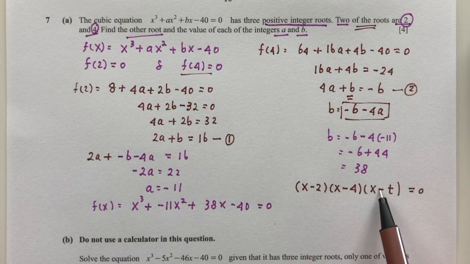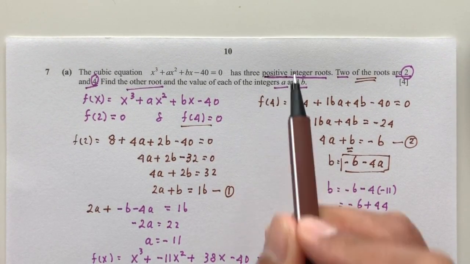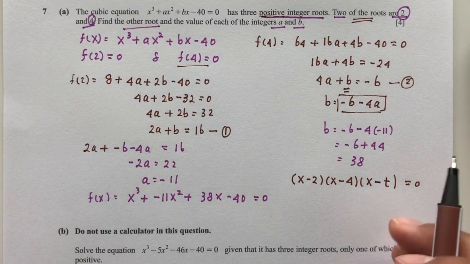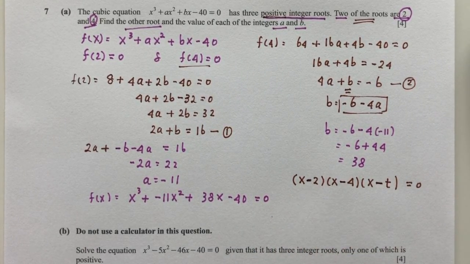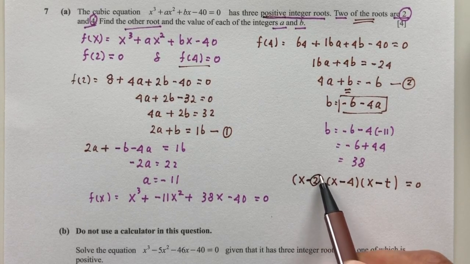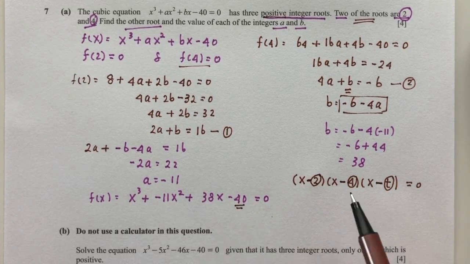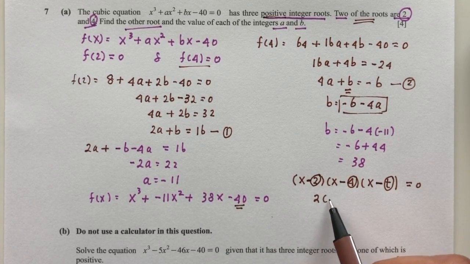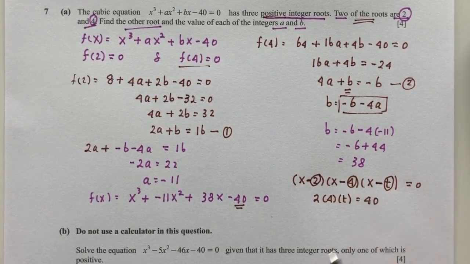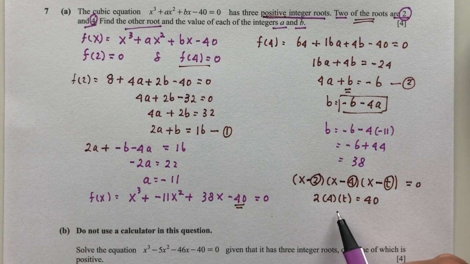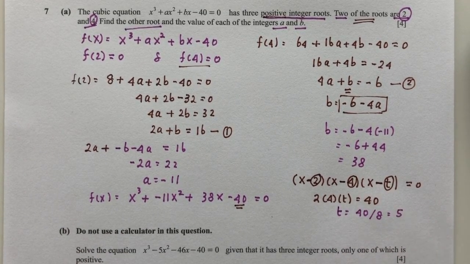So how do we know this is a minus here? Because it is saying that it has a positive integer root. That's why when you bring it back to a factor, it will be minus here, just like these two minus here. Now if you multiply these numbers, 2, 4 and t, it should give you this last number here. So let's do that. 2 times 4 times t should give you 40. So t will be equal to 40 divided by 8, which is 5.